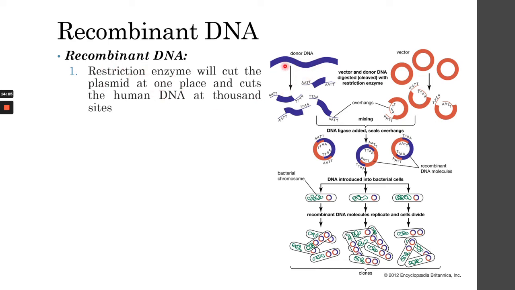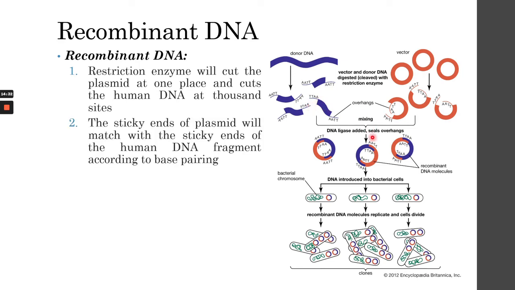First, we introduce a restriction enzyme to a donor DNA. Donor DNA could be from a human, an animal, or a plant. Then we introduce it also to the plasmid of the bacteria. The plasmid of the bacteria gets opened, and the DNA of the donor gets spliced into thousands of sites. So you get these smaller pieces that are very, very specific. And then we combine those two together. You can see it here. We can combine those two sections together.